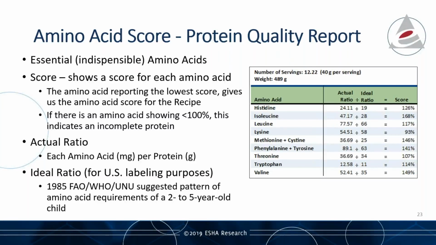And the ideal ratio is based on the 1985 FAO WHO UNU suggested pattern of amino acid requirements for a 2 to 5-year-old child. This is reported specifically for US labeling, and the specific age profile has been confirmed by the FDA as the pattern to use for this purpose. And those ratios are presented in milligrams of amino acid per gram of protein per serving.